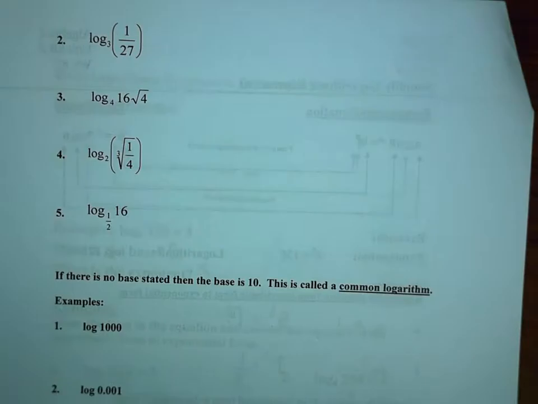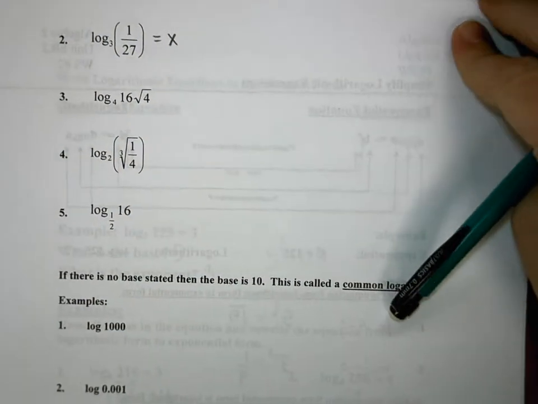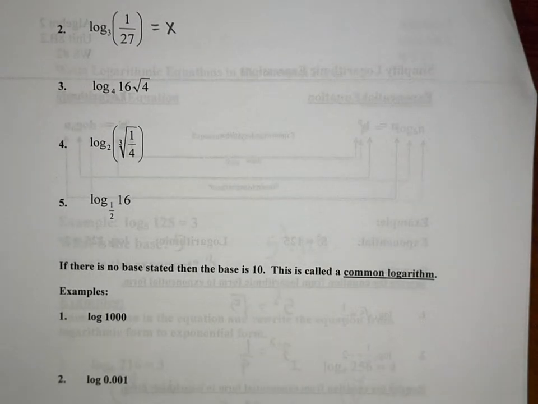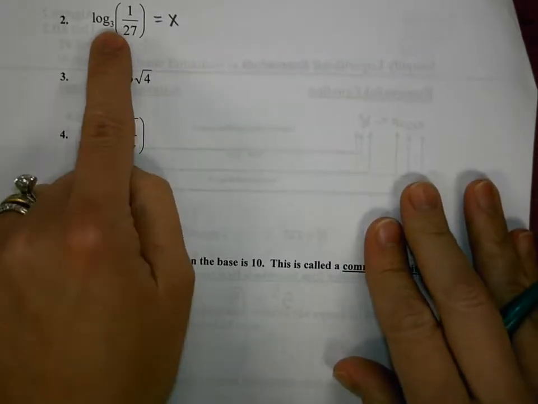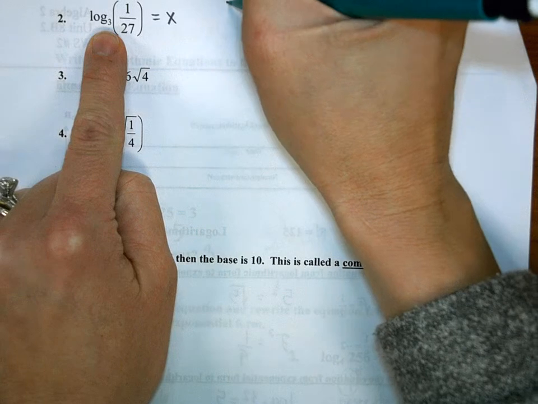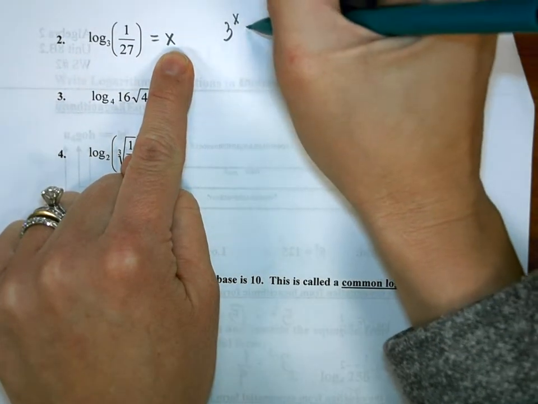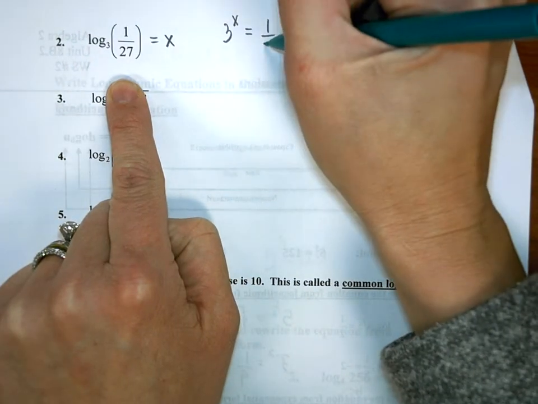Okay, so example 2. What is my first step? Thank you. Equal to x is correct. Okay, my second step is what? Write the equation in exponential form. Good. Do you know how to write example 2 in exponential form? So we take our base, which is 3, and we bring it up to the x power equals 1 over 27. Very good.